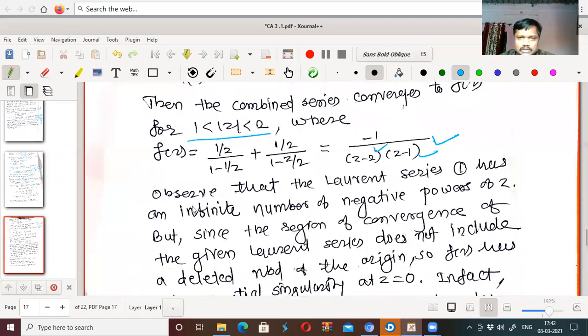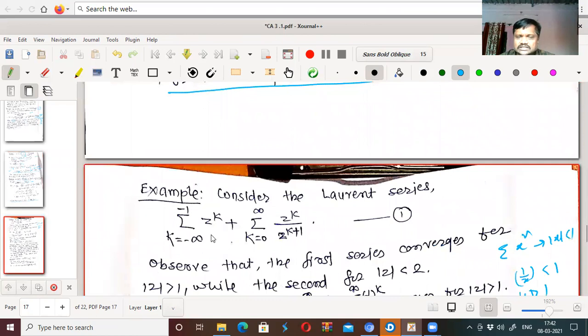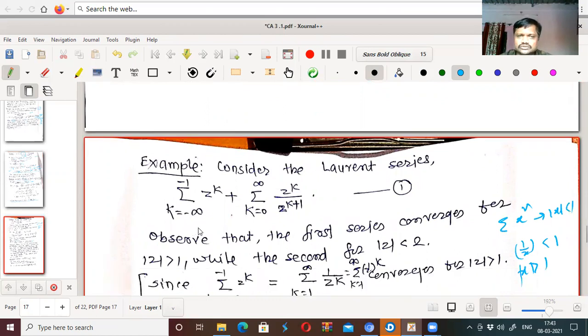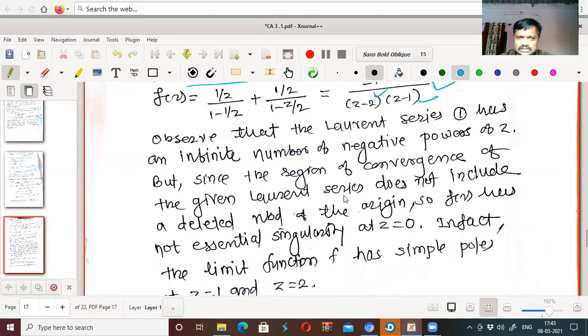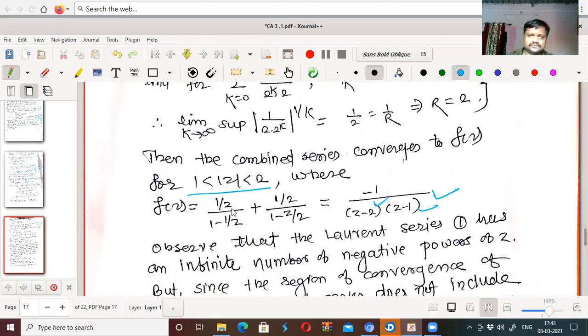So observe again that this Laurent series has an infinite number of negative powers of z. Therefore we can say that it has an essential singularity at z equal to 0. But since the region of convergence of the given Laurent series does not include the deleted neighborhood of the origin, f of z does not have an essential singularity at z equal to 0 in this region, because 0 is not there. So for one region at z equal to 0 it has an essential singularity, but for this region it has not. The singularities are at z equal to 2 and z equal to 1.